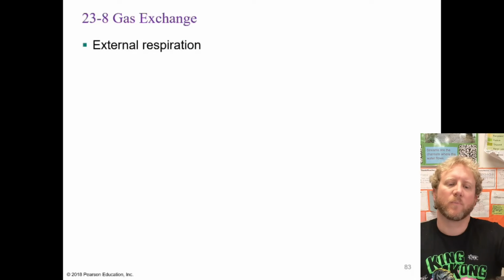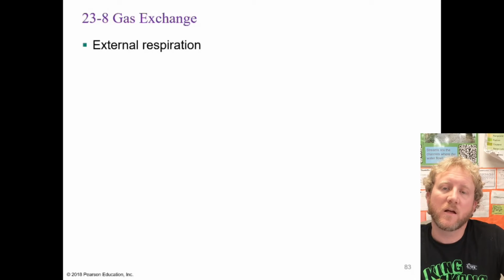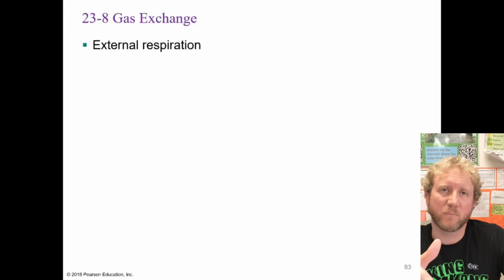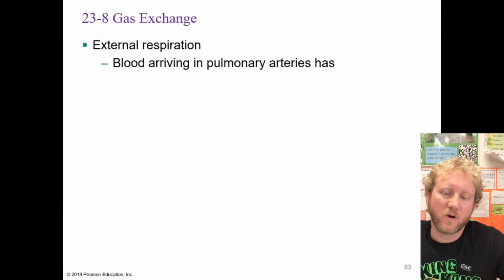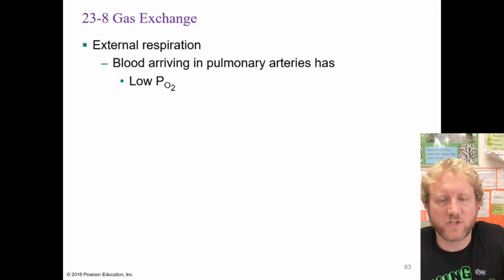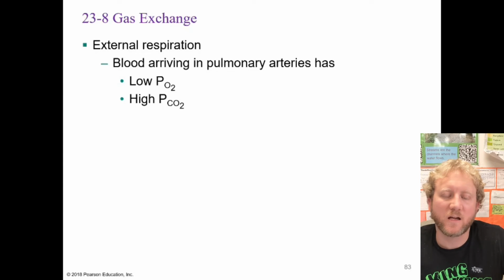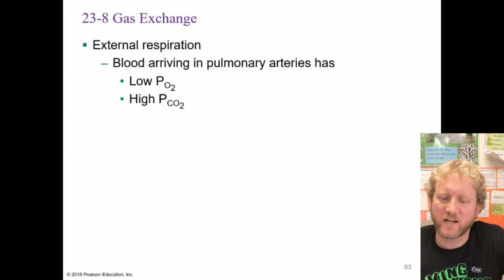All right, so back to internal and external respiration. Remember, external respiration is bringing the outside air in and allowing it to come in contact with those tissues, so having the gas exchange taking place between the outside air and the internal tissues. The blood arriving to the lungs has low oxygen partial pressure and high carbon dioxide partial pressure, and so that equates to a lot of carbon dioxide dissolved in the blood, not a lot of oxygen dissolved in the blood.